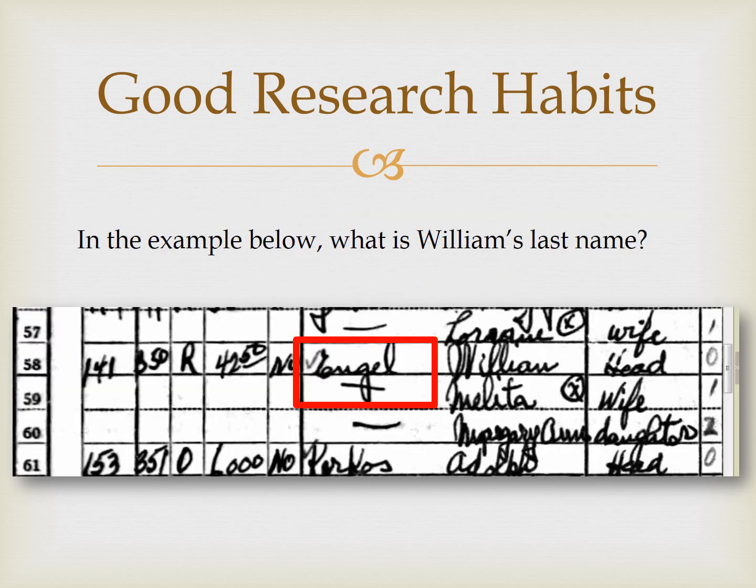In this example, we see a name recorded on a census record. We can pretty clearly determine that the head of the household's first name is William, but in red, I've outlined his last name, which some people have difficulty interpreting. The correct name is Engel, E-N-G-E-L, but some people have read the N as a U and indexed it as Ugel.